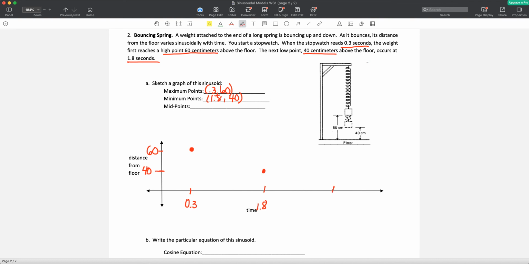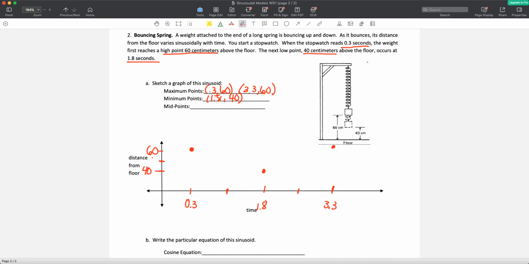So we need another point over here up at 60. We just need to figure out what this value is. So I'm going to look at the distance between these. If I take 1.8 minus 0.3 and subtract, I get 1.5. So I need to take 1.8 plus 1.5 and I get 3.3. So there's my next max. So 3.3, 60.